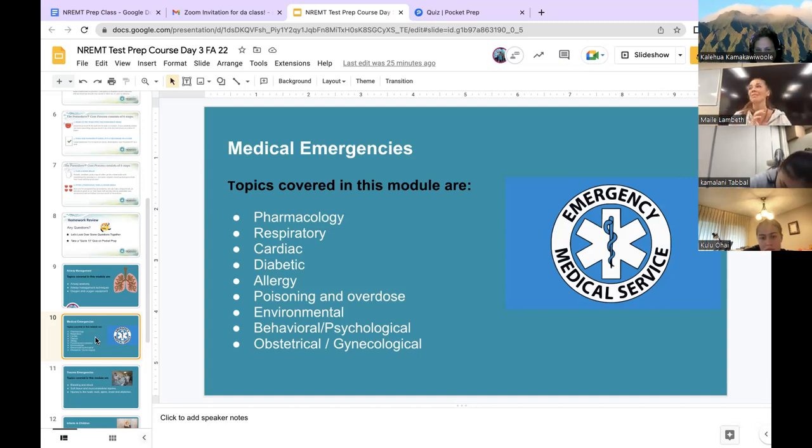So just touch on that stuff too. Don't leave that kind of stuff out, even though we don't deal with those things here. This is a national test, so they do ask you those questions. As far as environmental, the hypo and hyperthermic patients, they do ask questions on that stuff, so know your ranges. Behavioral, psychological, you guys saw how many psych emergencies we have. There's a lot, so just review that stuff as well.